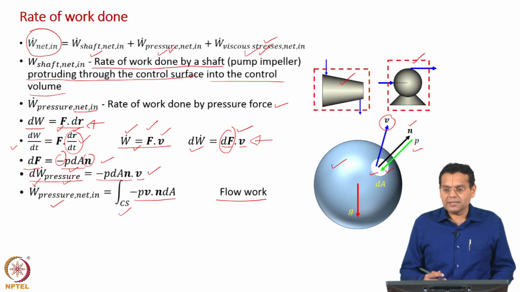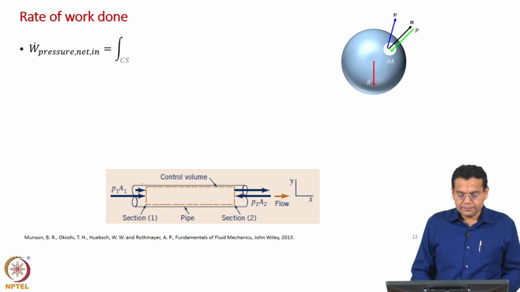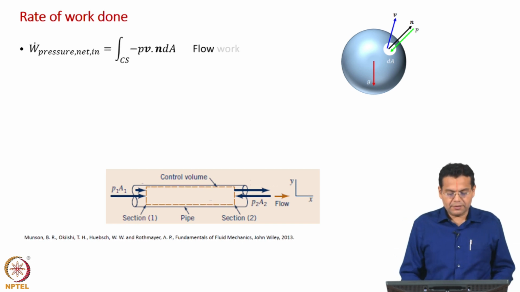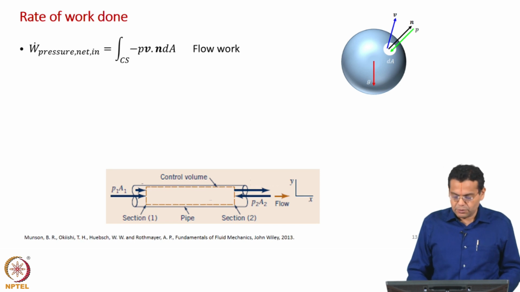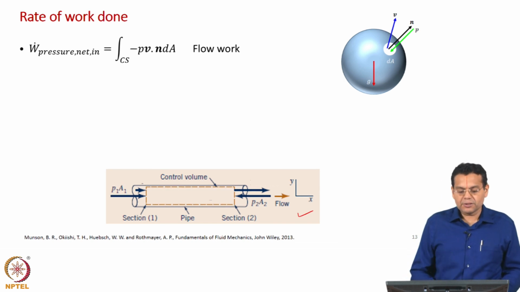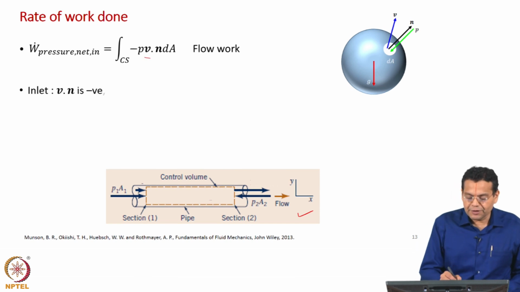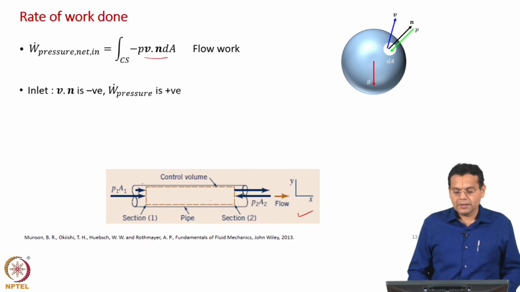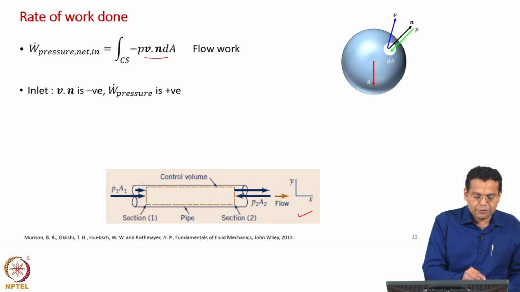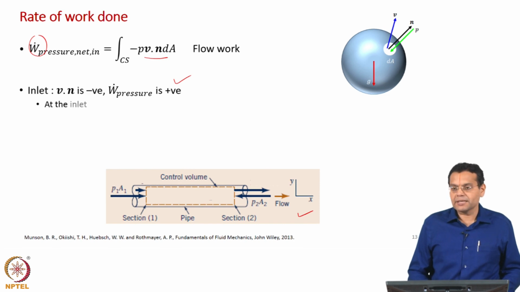And to understand this flow work, what it means, let us write down the expression which we have derived in the previous slide. Now, what is shown here is flow in and flow out through a pipe. Let us see what happens to this rate of work done at the inlet surface. Okay. At the inlet, we know that V dot n is negative, and so this rate of work done is positive. What does it mean in terms of our sign convention?